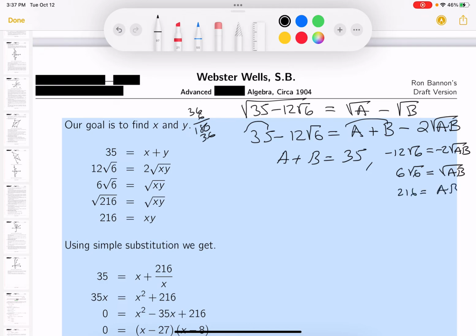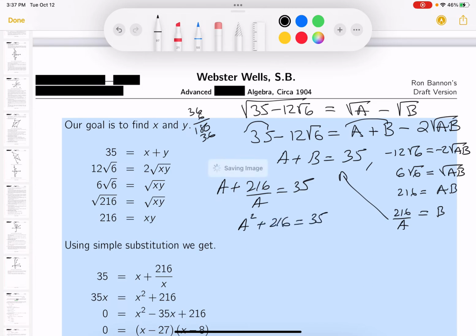Equals AB. I'm doing the same thing I did before. I'm going to solve for B, and B is going to be 216 over A. And then I'll substitute in here, see what I get. So you get A times B, which is 216 over A, equals 35. I'm going to multiply both sides by A. So almost like a robot doing these things. Plus 216 equals 35A. Well, this is going to be A squared minus 35A plus 216 equals 0.